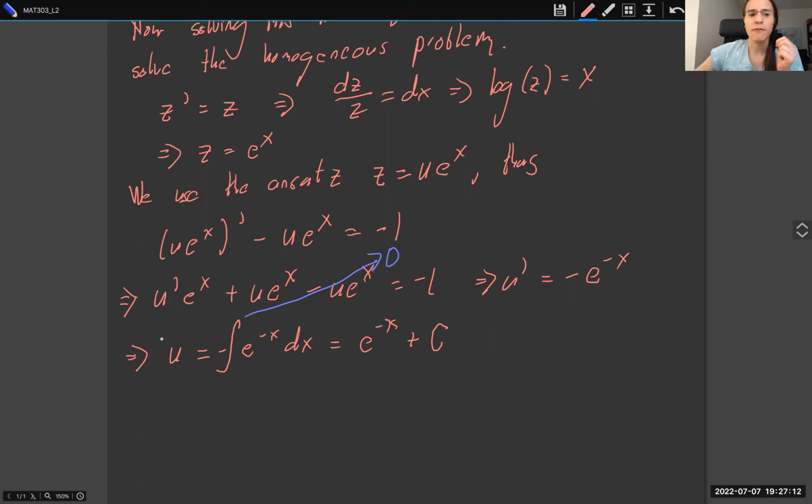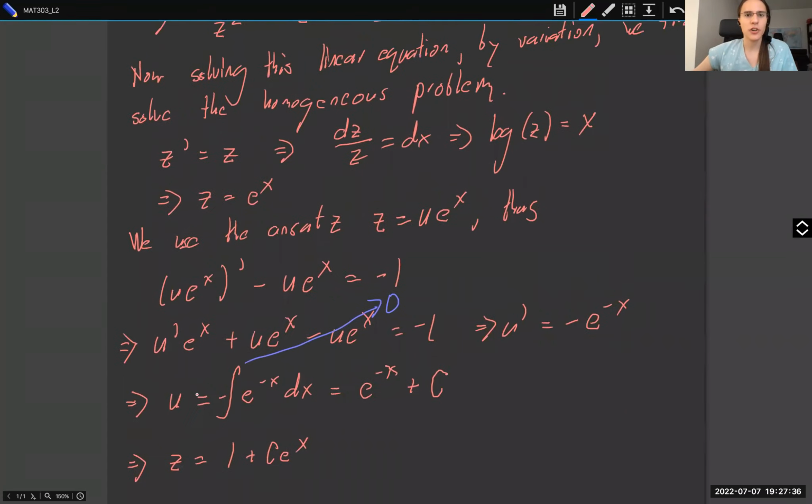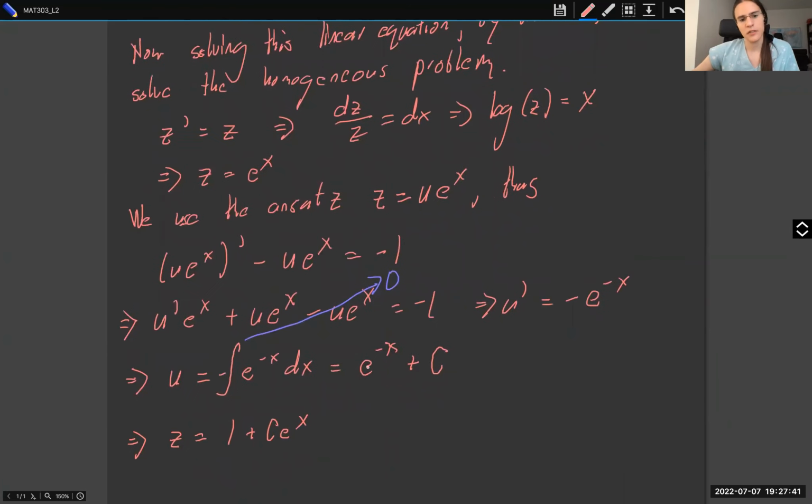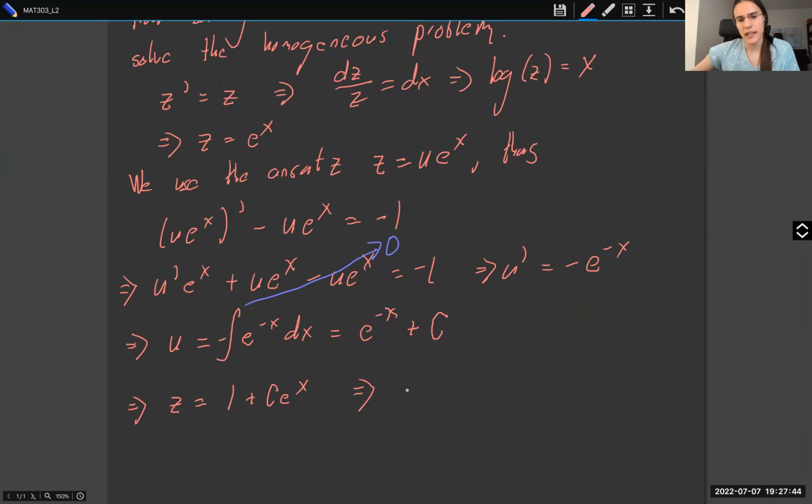Okay, well, if that's what u is, then what is z? What do we do to u to get z? Multiplied by e to the x. Right, so e to the x times e to the negative x is 1 plus c e to the x, right? And now we have this in terms of z. Well, we want it in terms of y, and y is z inverse. So that tells us that y is equal to 1 over 1 plus c e to the x.